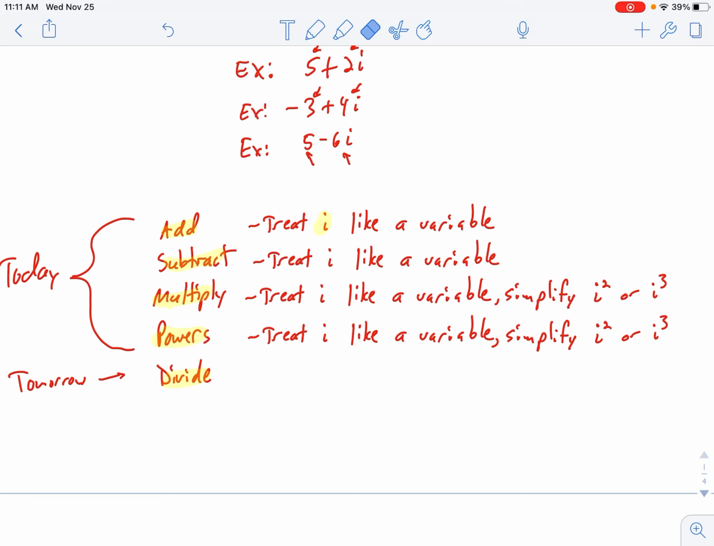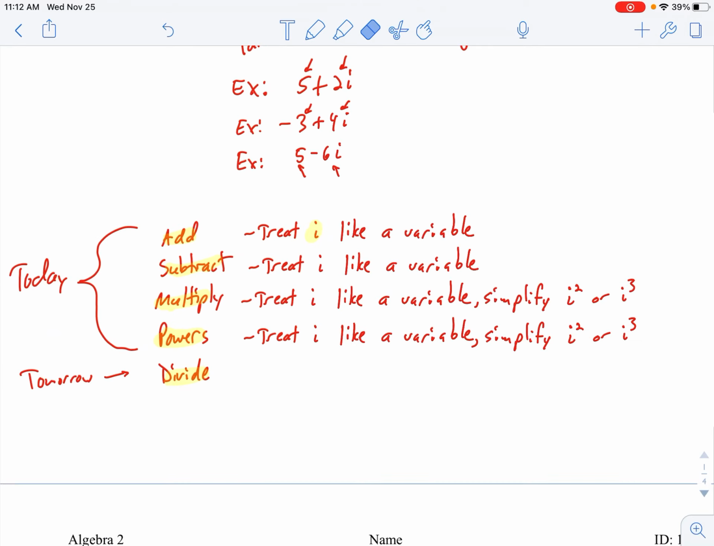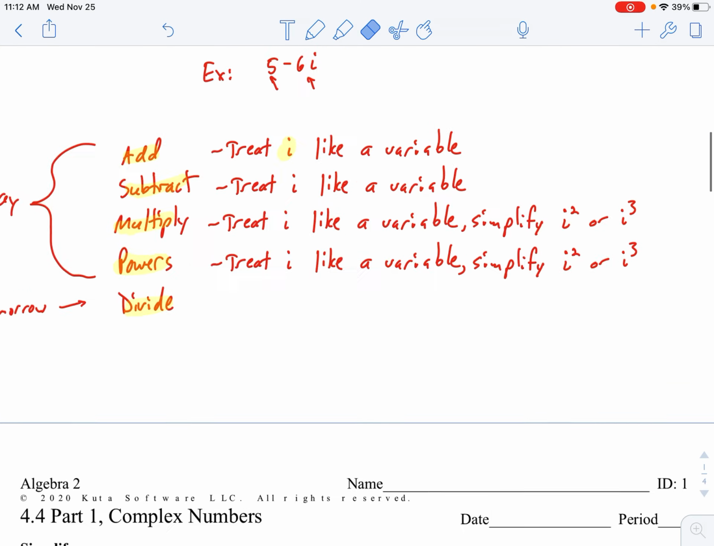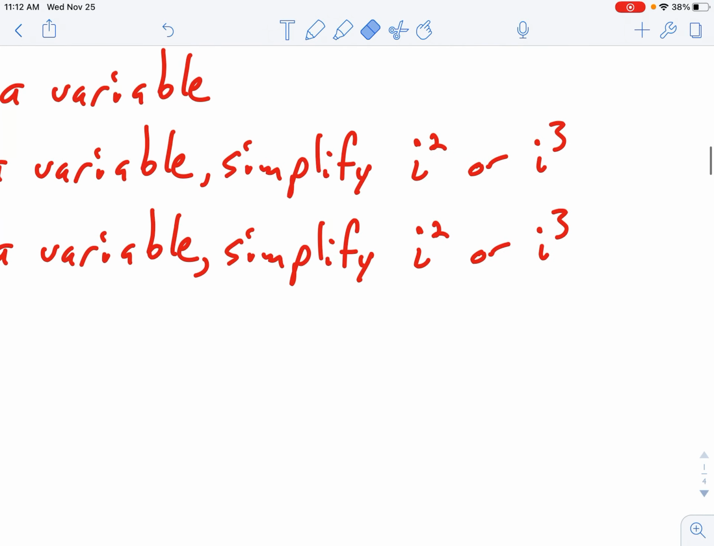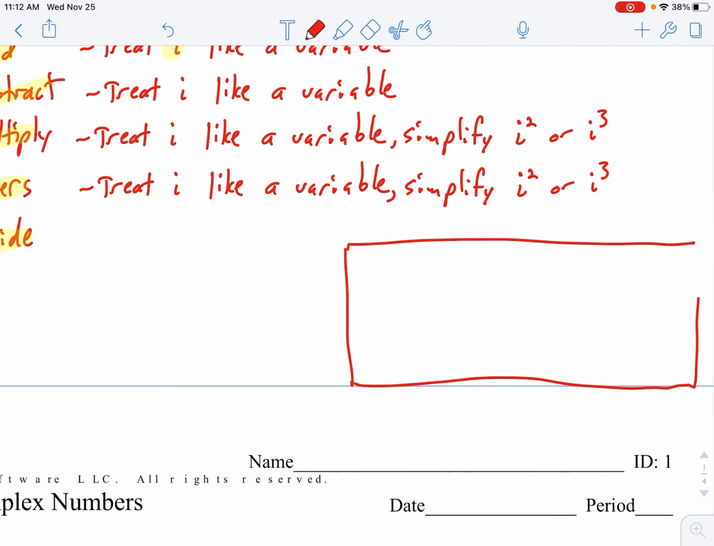For multiplying and powers, you also treat i like a variable, but sometimes you'll find that you have to simplify i squared or i cubed. Now, do I want to talk about that now, or wait until it comes up in an example? I think I want to talk about it now, at least a little bit. Let's talk about simplifying i squared. I'll do a little separate box, where this mini lesson belongs.